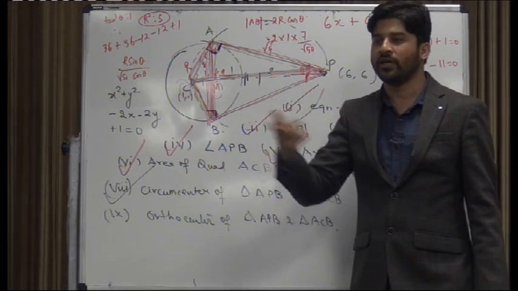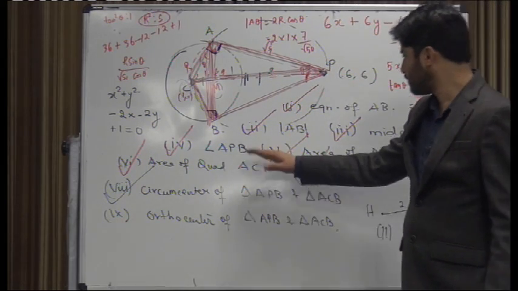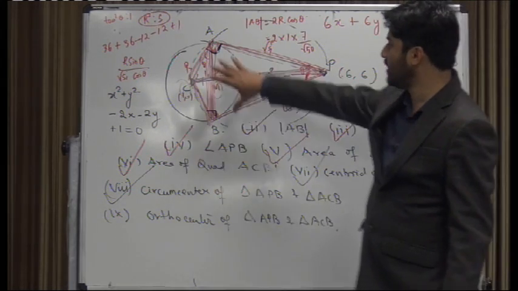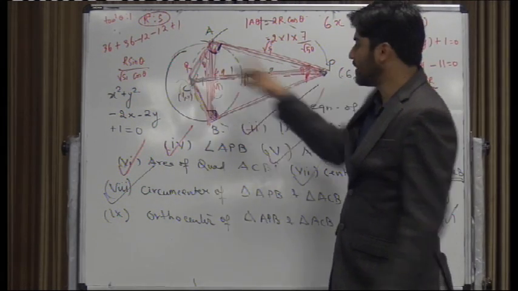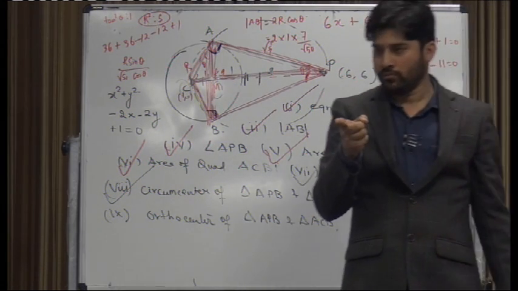Angle APB, already we have found theta. We just have to find 2 theta. Fourth done. Fifth, area of triangle APB. I've already found my mod AB, and I've already found my PM. So half into base into height. Perfect.